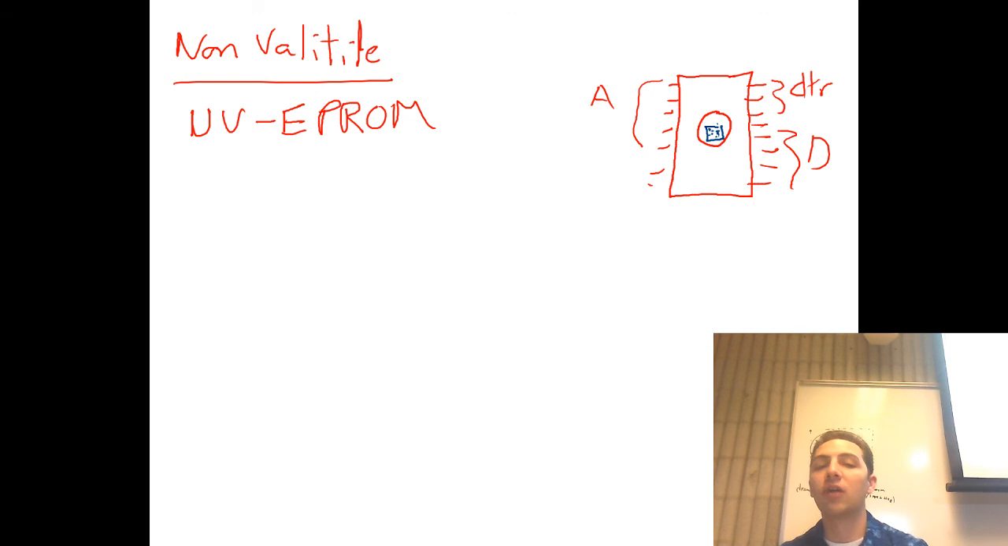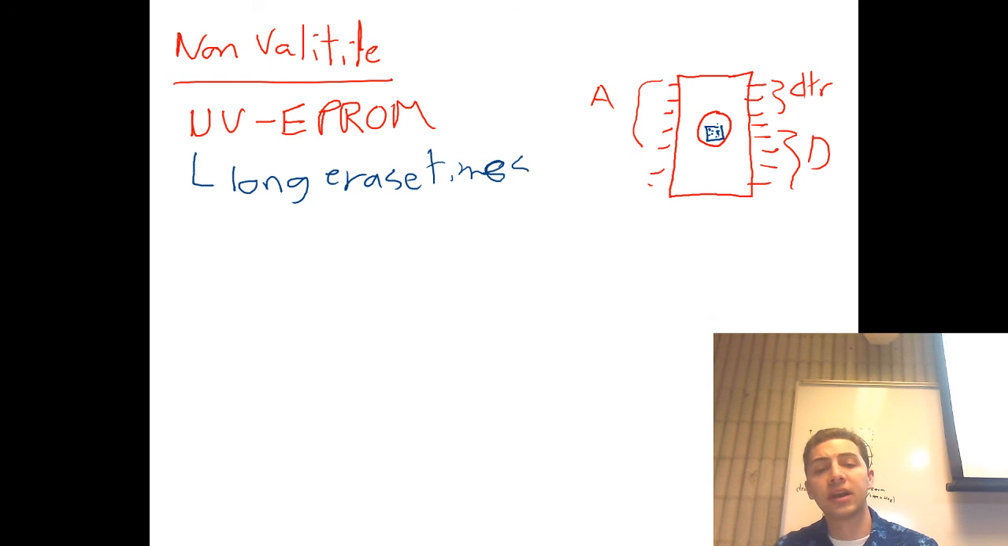But this window allowed UV light to shine on this. And so you would be able to program this in a special programmer, and then if you wanted to, you could erase the whole thing by putting it under a black light. These suffered from long erase times, because they'd have to sit under that UV light for 15-ish minutes.